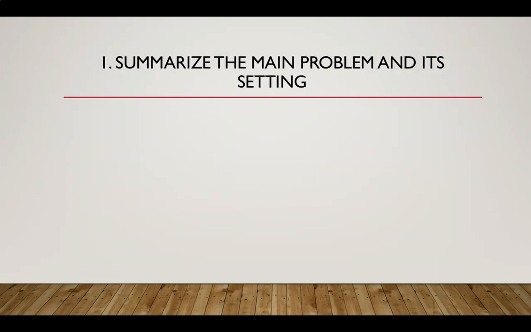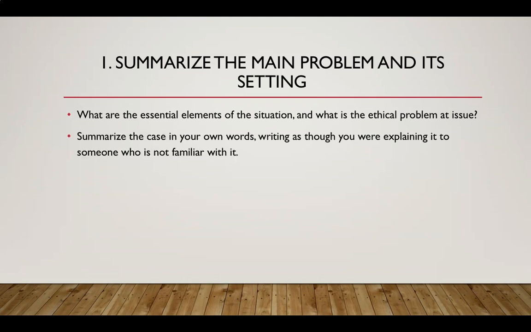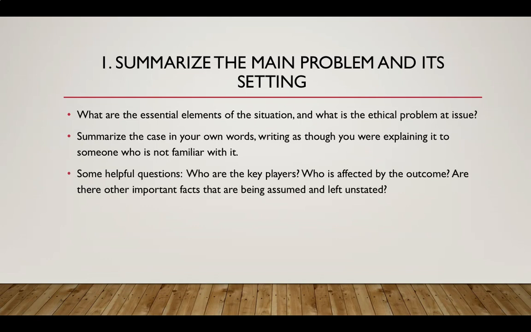Step 1, summarize the main problem and its setting. While you're doing this, you should ask yourself, what are the essential elements of the situation, and what is the ethical problem at issue? Summarize the case in your own words, writing as though you were explaining it to someone who is not familiar with it. Now, this is important. A good way to actually test if you've accomplished this is to give your summary of the problem to someone outside the class and have them read it. If they can make sense of it, then you've accomplished what you should be aiming for.